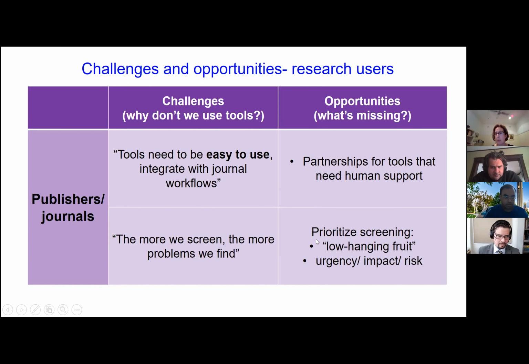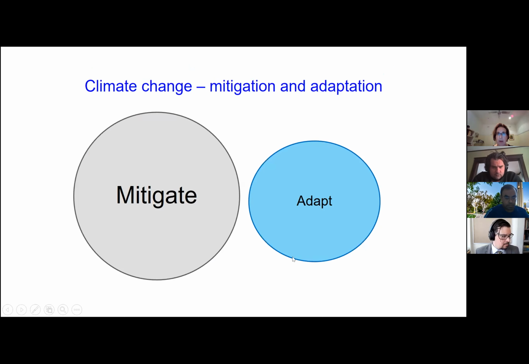And there's opportunities for prioritising in terms of how tools are applied. They can be applied in an easy way to identify the low-hanging fruit. And they can also be prioritised in terms of the urgency or the impact or the risk of the problems. And we're starting to do that in terms of our citation analysis, prioritising papers that seem to be closer to the clinic. I'm going to finish just with a couple of other slides.